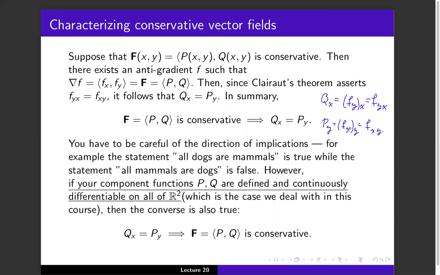There's a catch here. The catch is that the converse is not necessarily true. It almost always will be, though, but not technically always. So for example, if you say that all dogs are mammals, well, that's true, but the reverse statement, all mammals are dogs, is obviously not true. There are those among us who may wish that were true, but it is not true. However, if your functions are defined and continuously differentiable, which is pretty much always going to be the case, if your functions are well defined everywhere and they're always differentiable on all of the plane, or you can actually extend that to R3 if you're dealing with a three-dimensional conservative vector field.